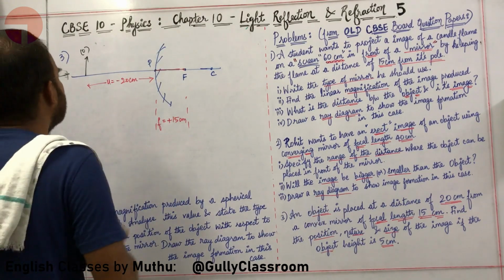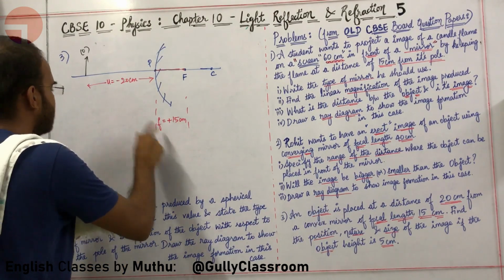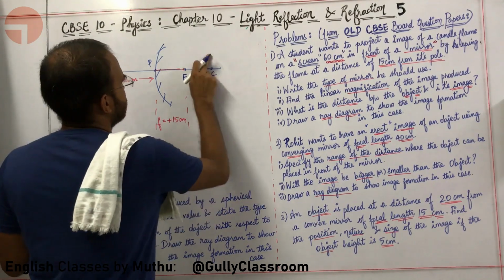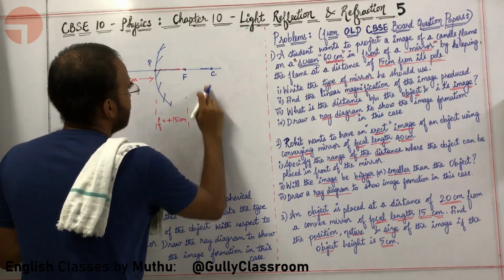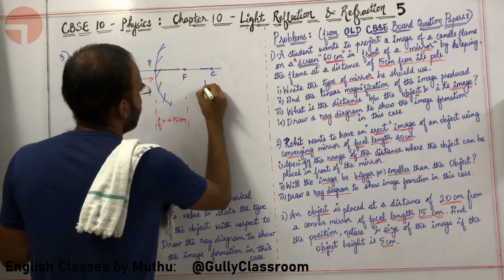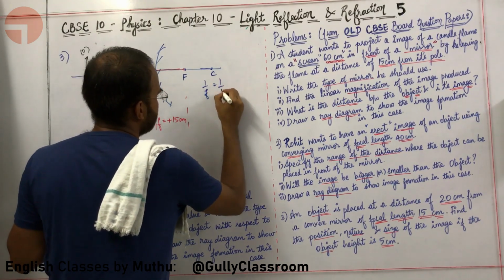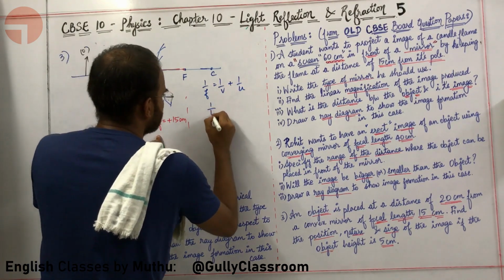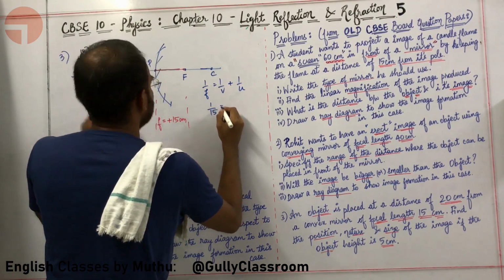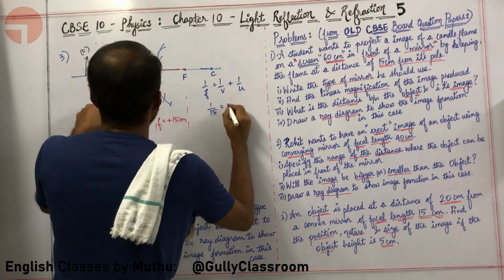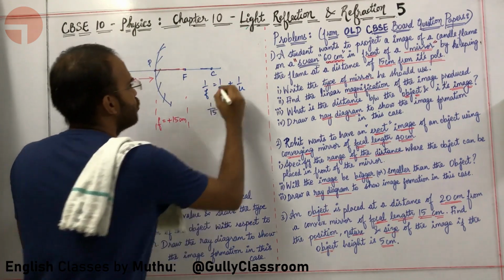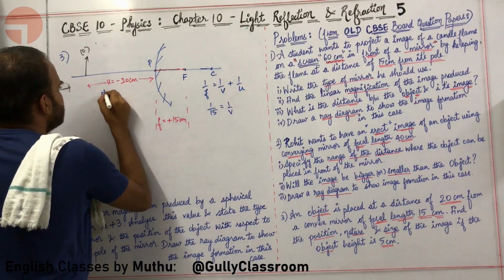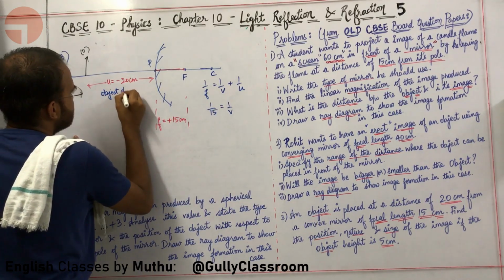That is absolutely fine. They have given u and f. Let us try this particular problem. Let me draw this, do this problem. 1 by f is equal to 1 by v plus 1 by u. This is the mirror formula. Let me substitute all the knowns. 1 by 15 is equal to, okay, I do not know 1 by v. I do not know the image distance. I do not know where the image is being formed. u is nothing but the object distance.